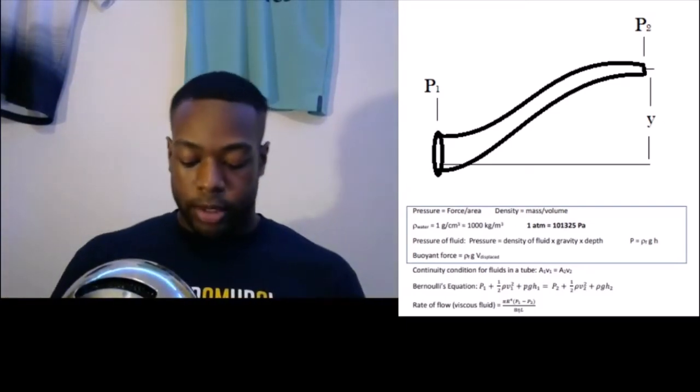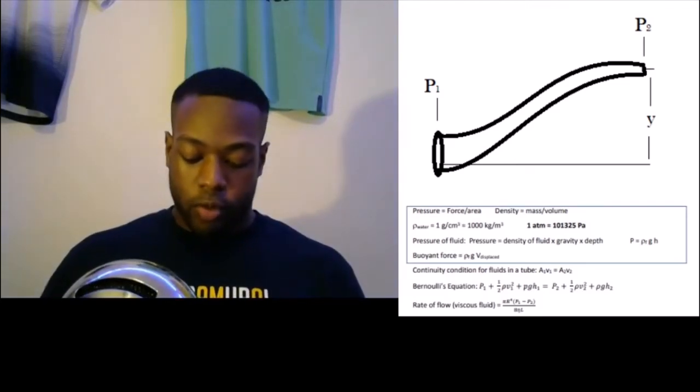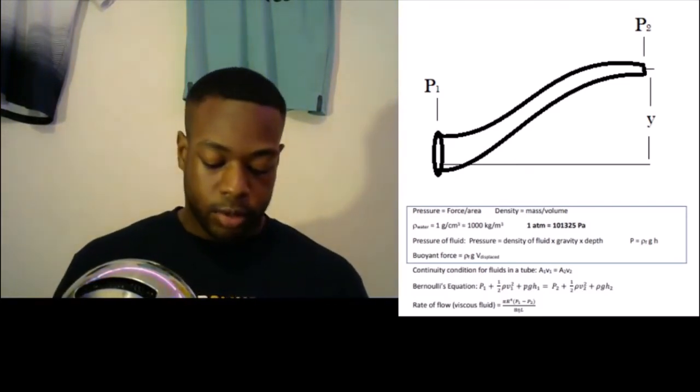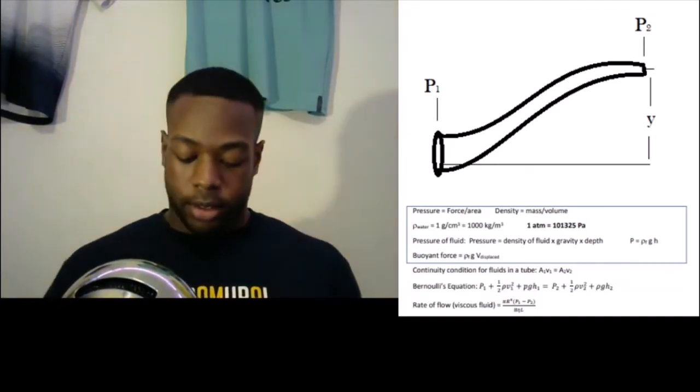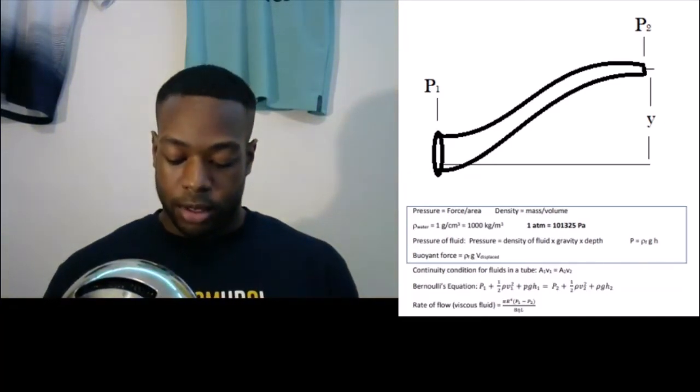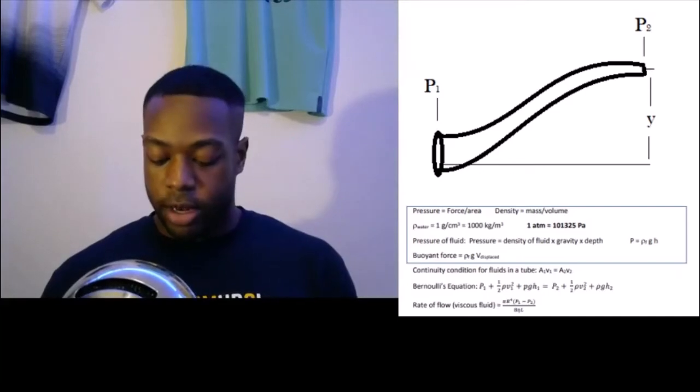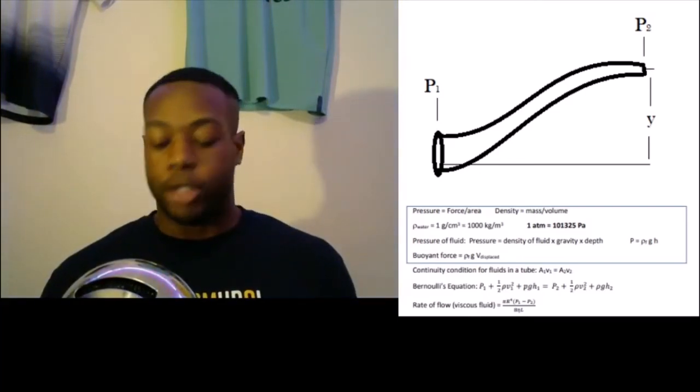One half density of water times velocity 2 squared. You don't know the velocity. It's 1/2 density of water times velocity 2 squared, and then plus density times gravity times height. So density again is going to be 1,000. Gravity 9.8. And the height here is going to be 2.7.